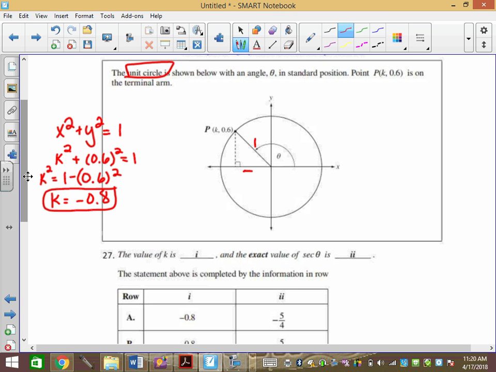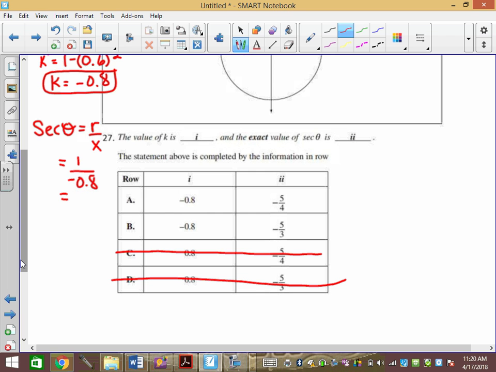The exact value of secant theta. Secant goes with cos. Cos is cook extra rice, so this is rice extra. So it's going to be 1 over negative 0.8, which is which one? Negative 5 over 4, eh?